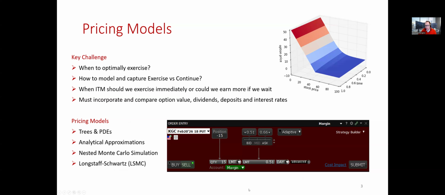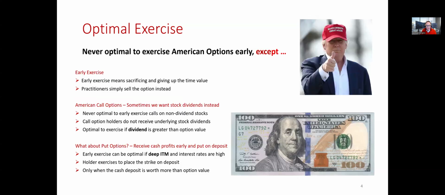So that's a very popular approach. So these are some of the pricing models available. We're going to look a little bit at trees in this session because they're very, very intuitive and there's a lot of visuals that we can use to gain easy intuition. But before that, let's talk about optimal exercise.